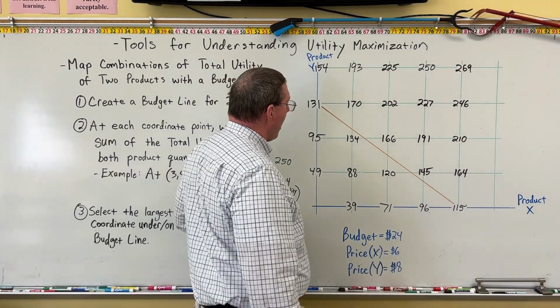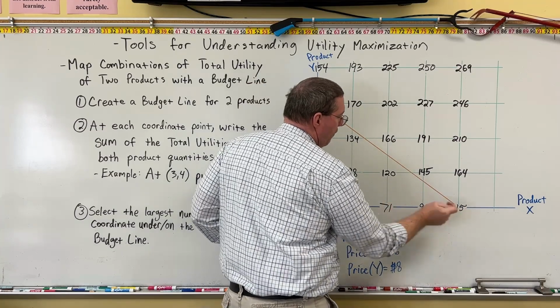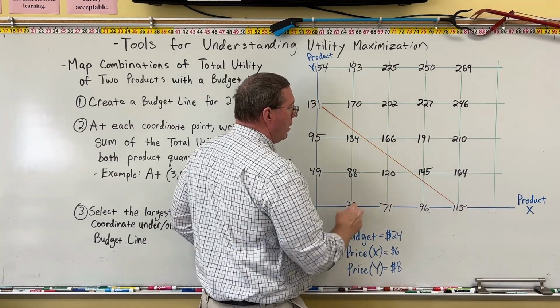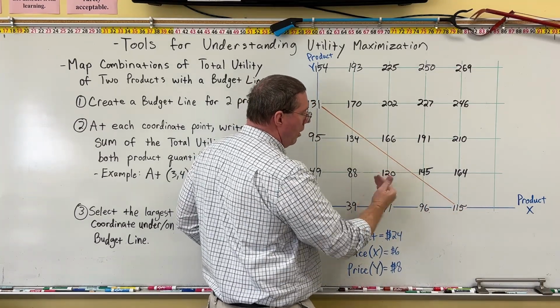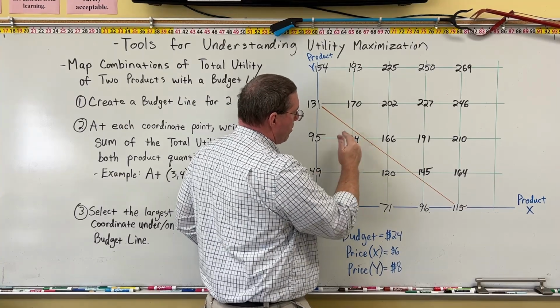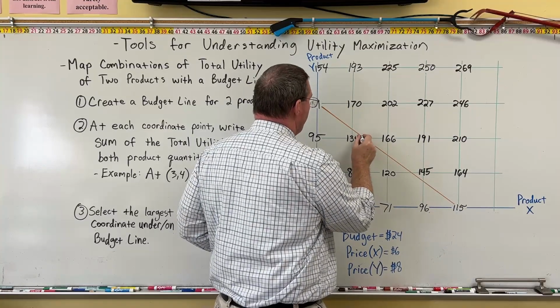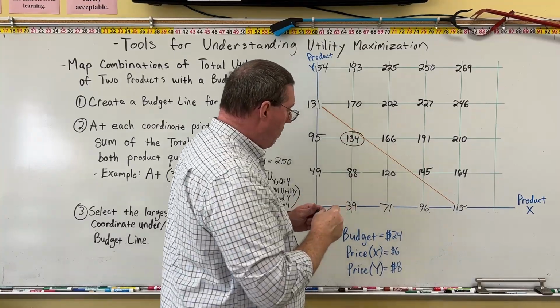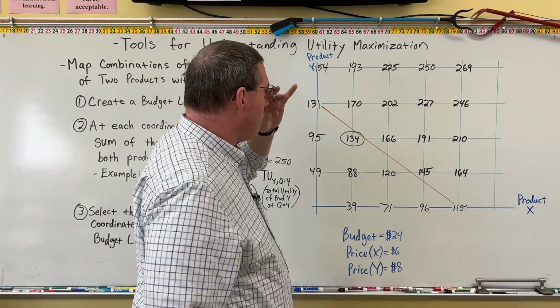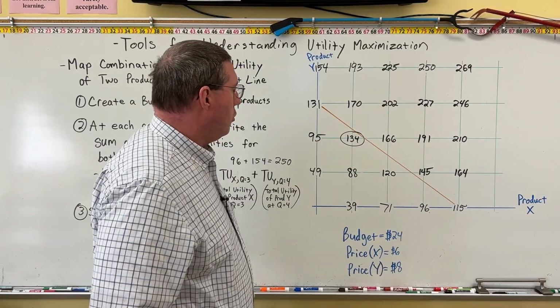So here's what we have. We can get 131 because that's on the line. We can get 115 because that's on the line. We can get 120 because that's under the line. And we can get 134 because that's under the line. And the largest number among all those is 134. And so the maximum utility that this person can achieve is 134 utility.